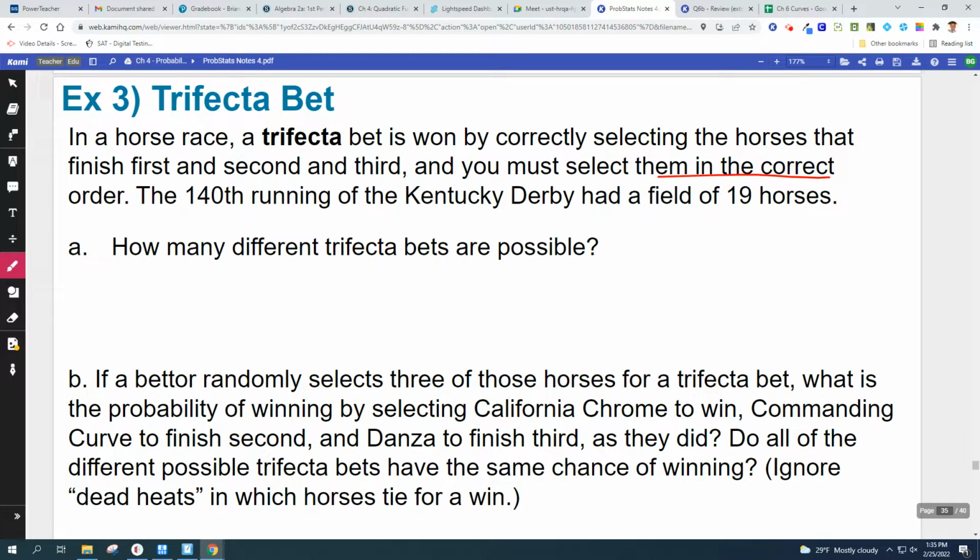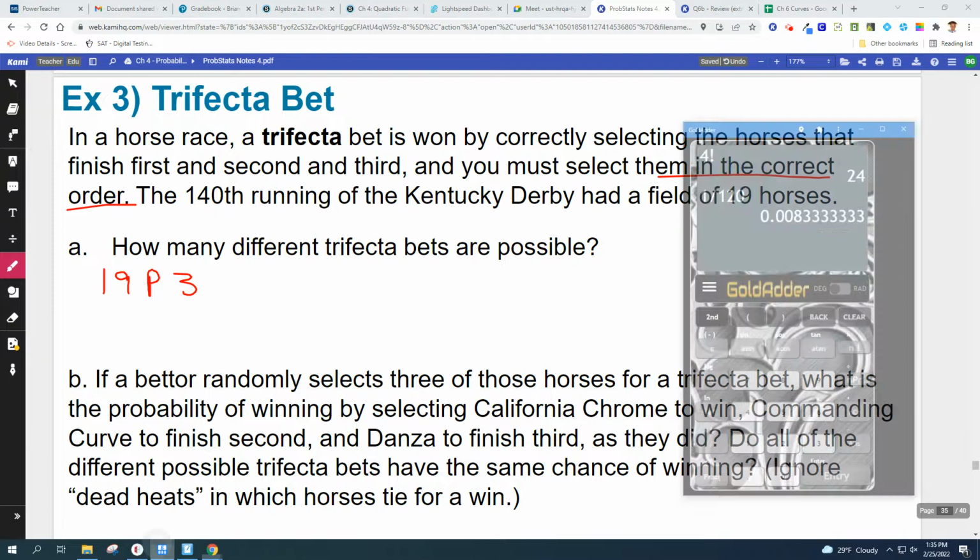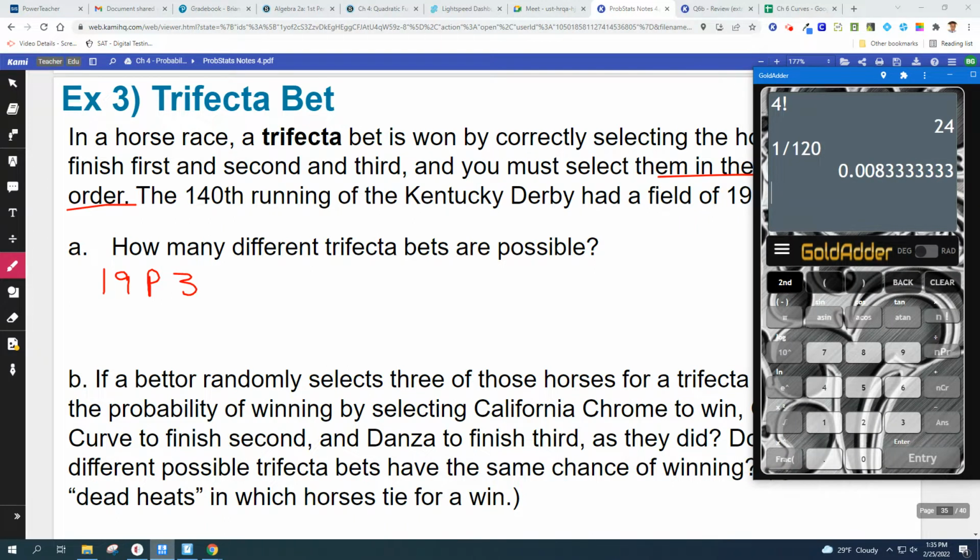Well, they tell you right here, you must put them in the correct order. So yes, it does. And so this is going to be a permutation. We're taking 3 items out of the 19 items and putting them in order, first, second, third. So I don't really want to use that formula from above. Feel free to. I'm going to use my calculator and say 19P3. I recommend you try it on your calculator. I get 5,814.